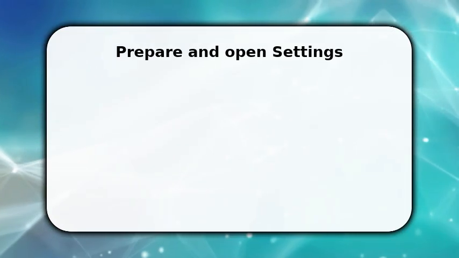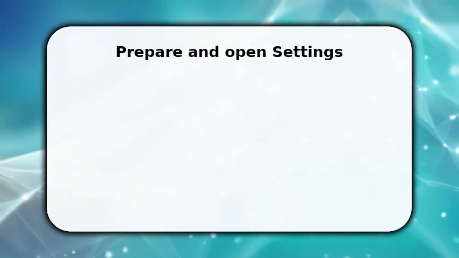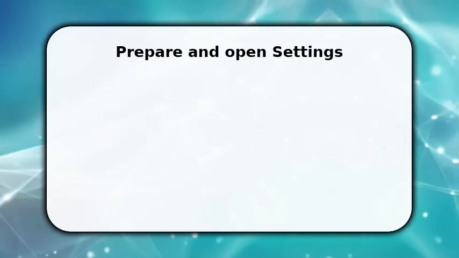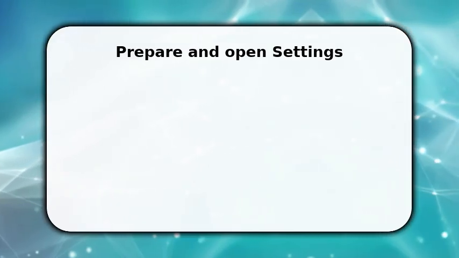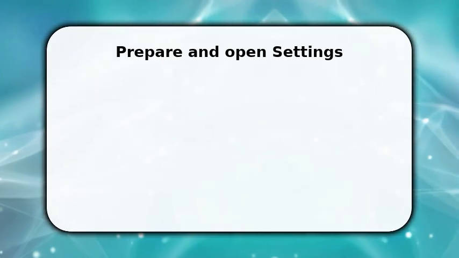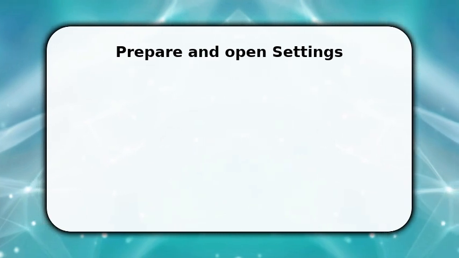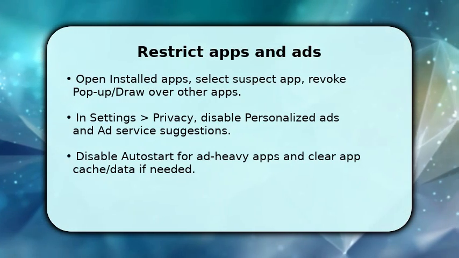Now open Settings and go straight to Notifications and Control Center. You will act on app notifications and system permissions from here. This is faster than hunting app by app, and it prevents pop-ups by controlling who can display on top or send promoted notices. Next, go into Installed Apps and inspect apps showing ads.